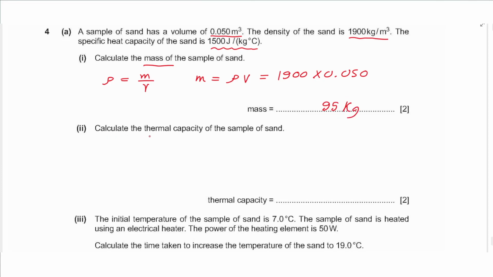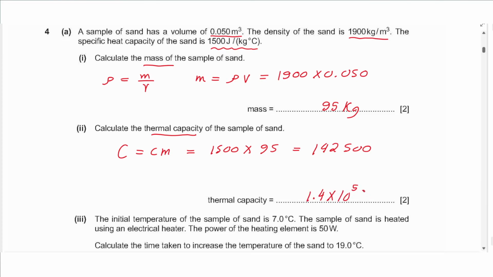Double I says calculate the thermal capacity of the sample of sand. The thermal capacity is equal to the specific heat capacity multiplied by the mass. So we multiply 1500 times 95. That gives a value of 142,500, which we can approximate to 1.4 times 10 to the power of 5 joules per degree Celsius.